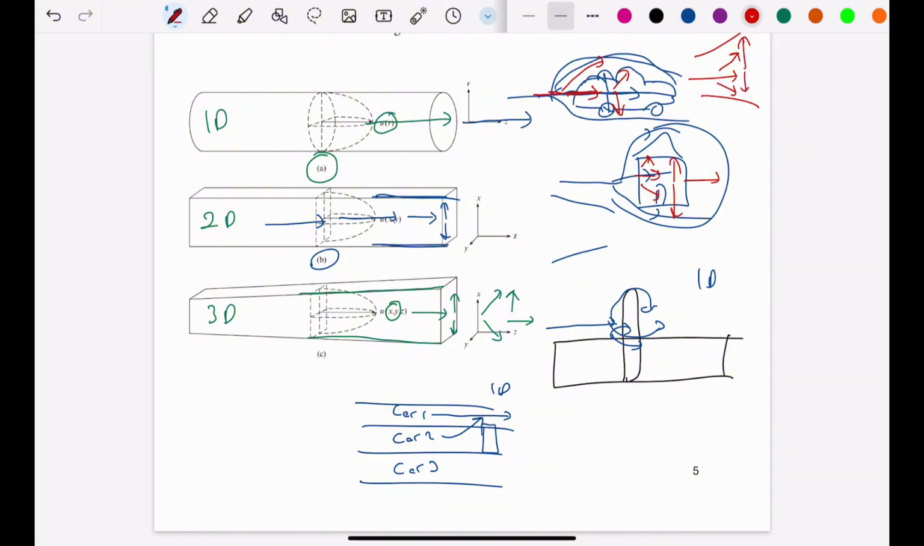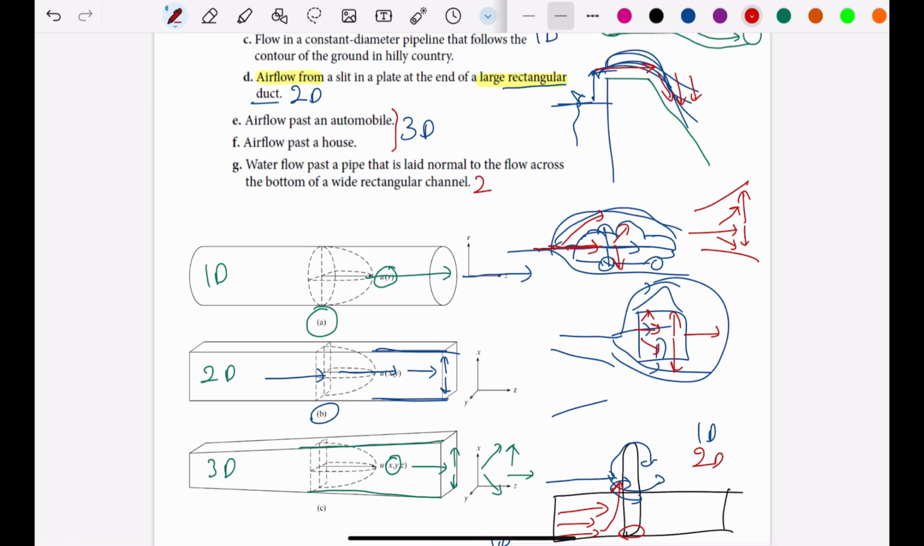And we will have a second direction here. We also have water here, and since it is going across the bottom, this water should go up to pass this pipe. So this creates a second line. So basically, this will be 2D.